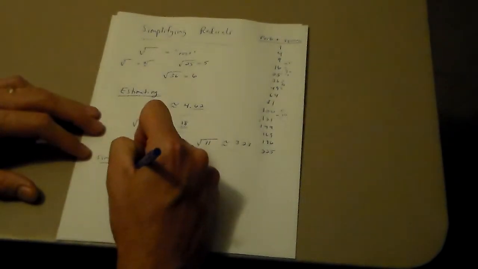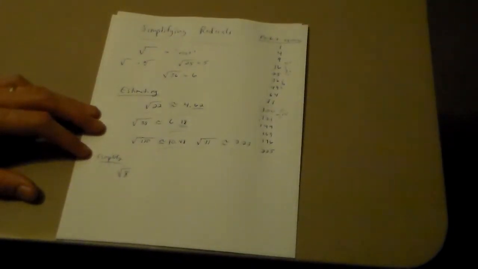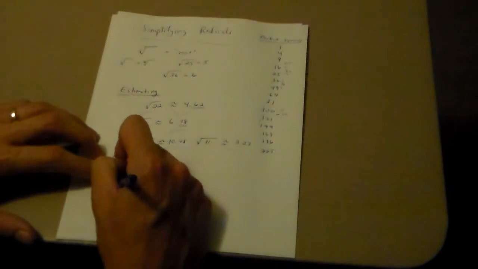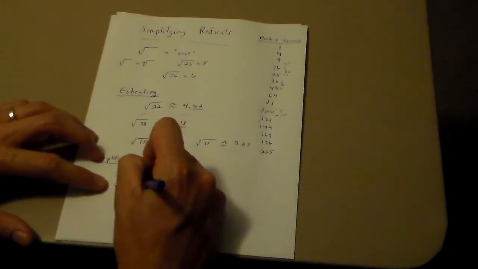Let's say I had simplify and I had the square root of 8. So what we have to do is look at our list of perfect squares and see if there are any numbers on my list that divide evenly into 8. If you have a choice, you want to pick the biggest one. So when I look at that list, I see the number 4. So I'm going to make this into the square root of 4 times the square root of 2.